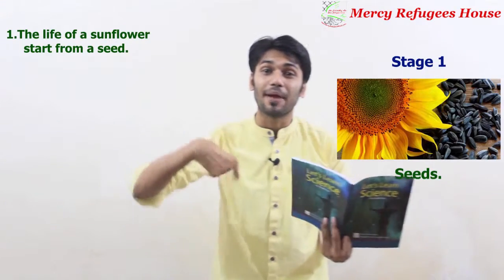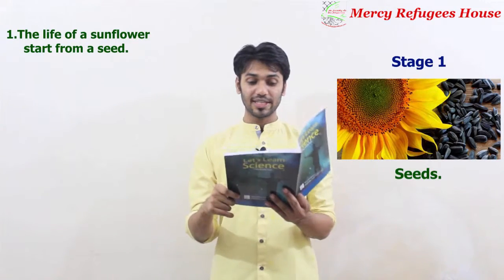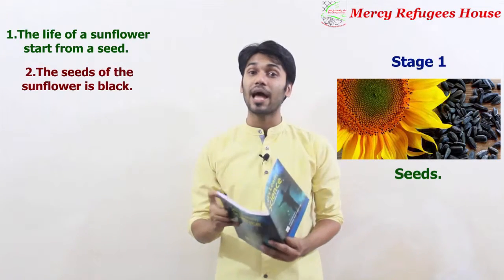This is how you explain it in your Rohingya language. The next one you will say, the seeds of the sunflower are black.